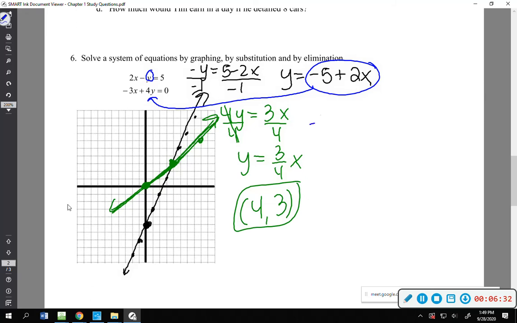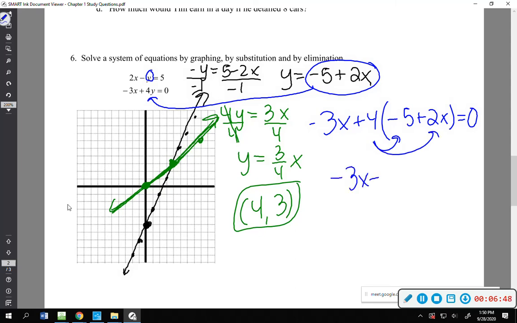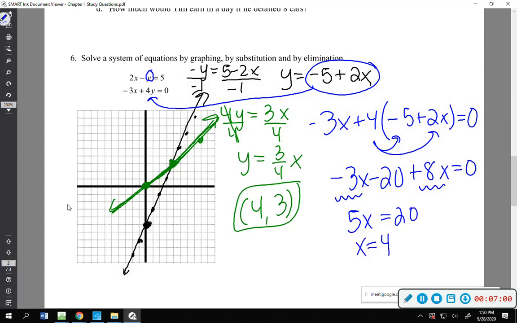So we get -3x plus 4 times -5 plus 2x equals 0. Now I have one equation in one unknown, and I can solve for x. So distribute the 4, -3x minus 20 plus 8x equals 0. Combine your like terms. 8 minus 3 is 5x. Add 20 to both sides and divide by 5. So we get x equals 4, which matches. So that's a good sign. That means we did it right.